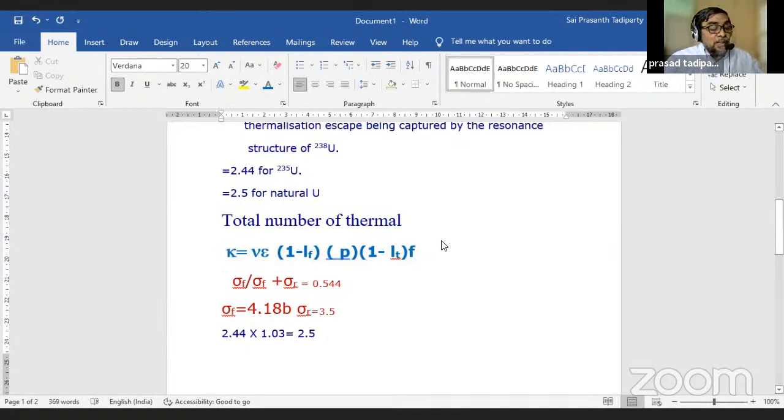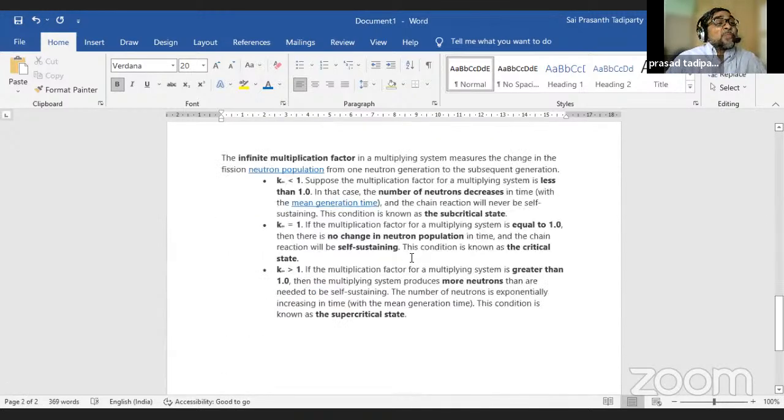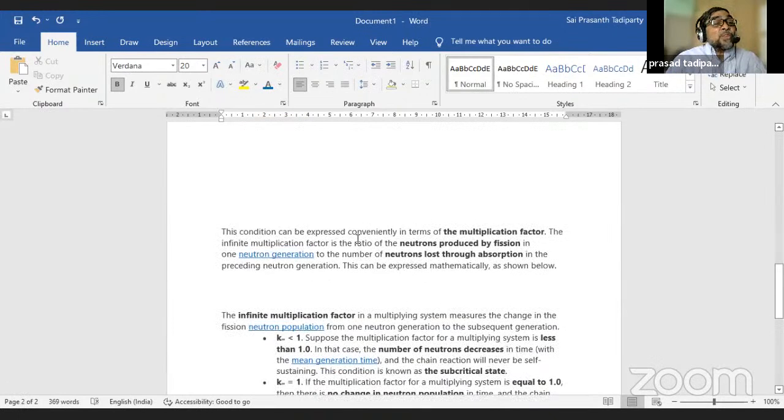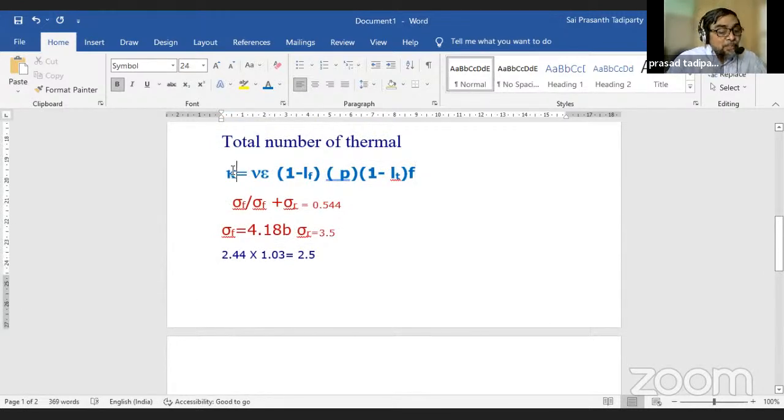So here, within this four-factor formula, the multiplication factor K is the ratio of the number of neutrons available for fission in the generation to the number available in the preceding generation. So this is the ratio of neutrons produced by fission in one neutron generation to the number of neutrons lost through absorption in the preceding neutron generation. So that is what this K represents.